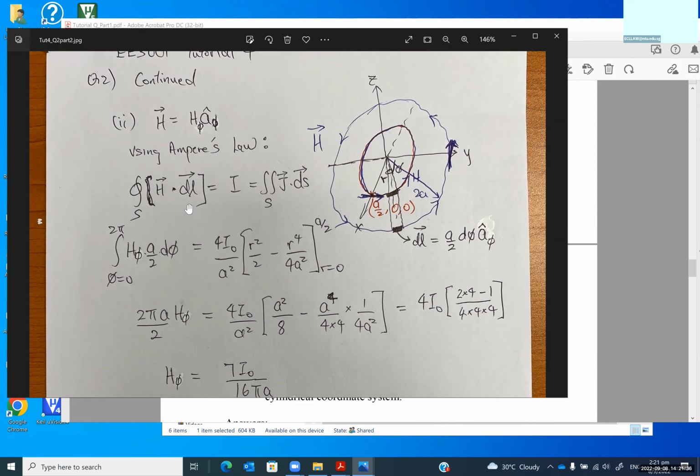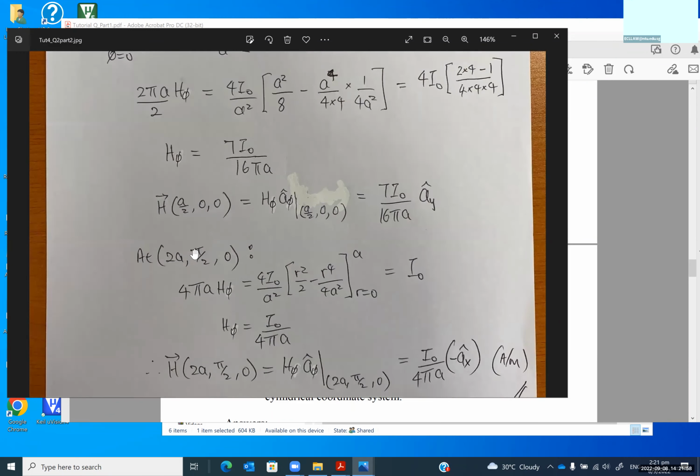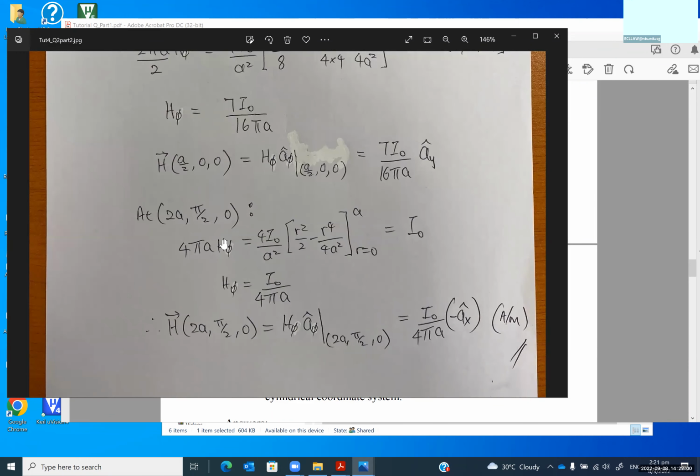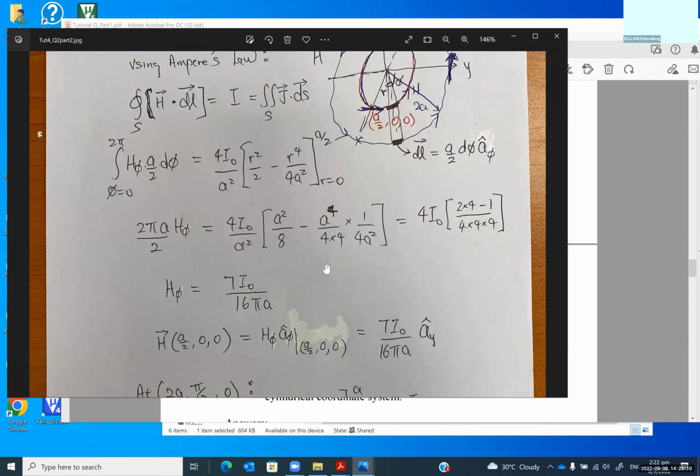For the coefficient, we are going to use Ampere's law. This integral is straightforward because it's just going around the path with a constant H, that H phi. So it just multiplies by the integral, which will give you the total length of that path. What's the total length of that path? 2 pi times 2a, which gives me 4 pi a, times the magnetic field that we're trying to find, is equal to the total current enclosed. What is the total current enclosed?